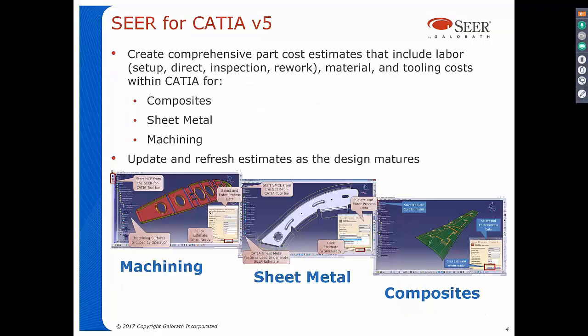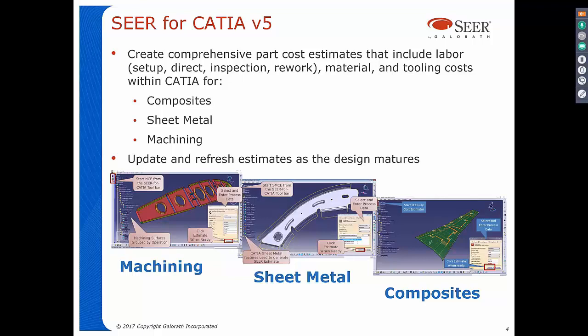So the SEER for CATIA V5 interfaces that we have are essentially companion products to the SEER for manufacturing cost model. Within CATIA, designers can get real-time cost feedback as they're designing. Designers will get a visual cost trend each time they rerun an estimate for a design or requirement change. The estimates themselves are SEER manufacturing based, so they're comprehensive. They include labor, material, and tooling costs, all the typical costs you get from SEER for manufacturing.